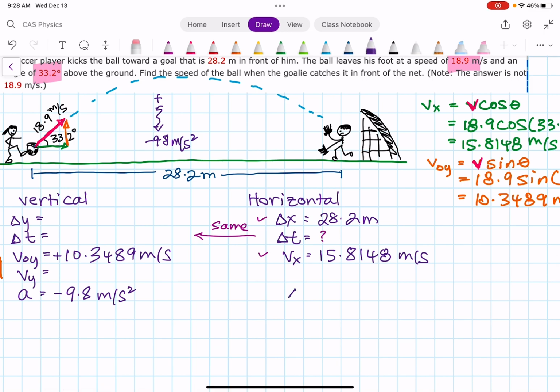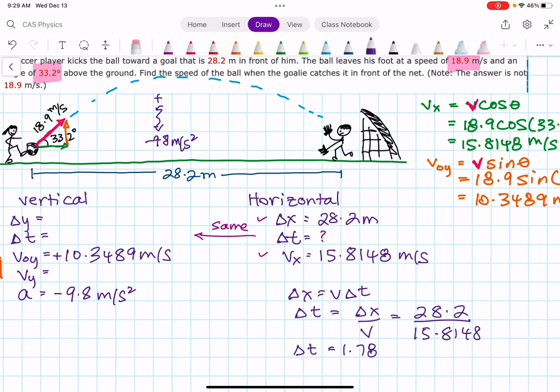So our equation is delta x equals v delta t, but I'm going to rearrange this to solve for delta t equals delta x over v, which is 28.2 divided by 15.8148. And for delta t, I get 1.78 seconds.